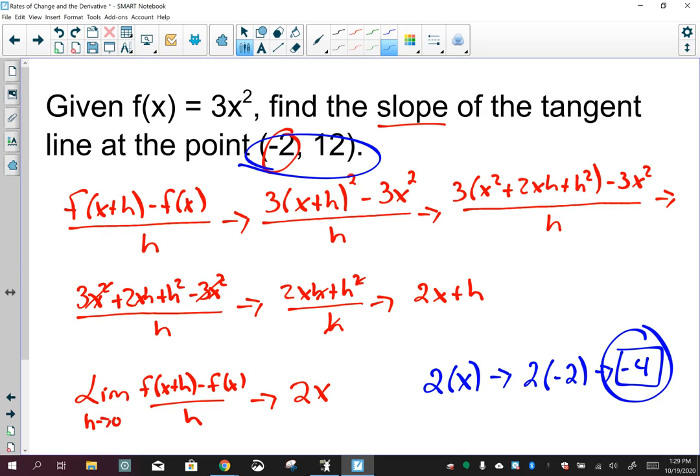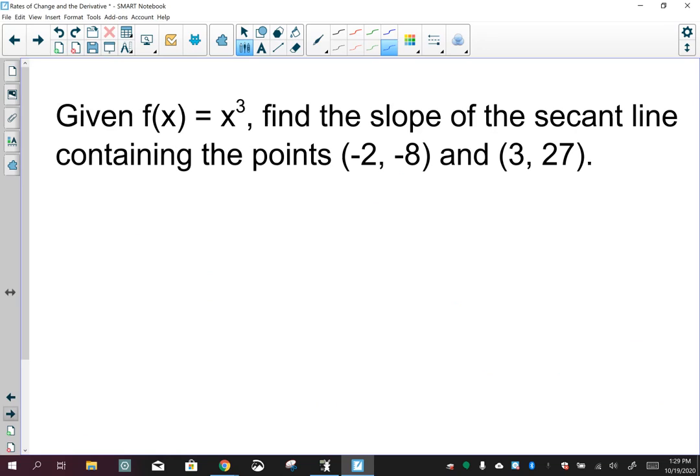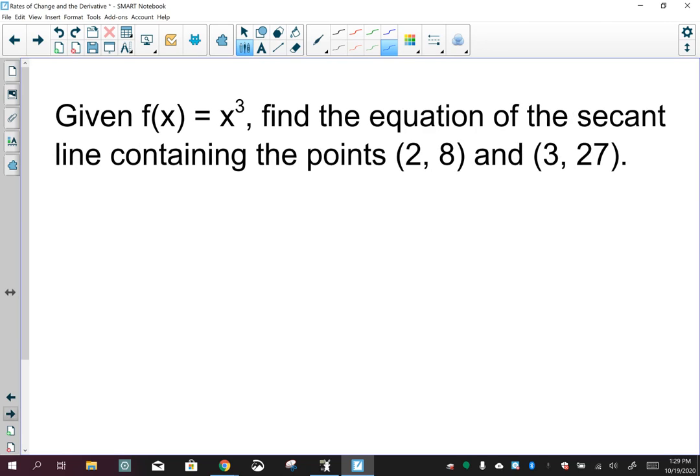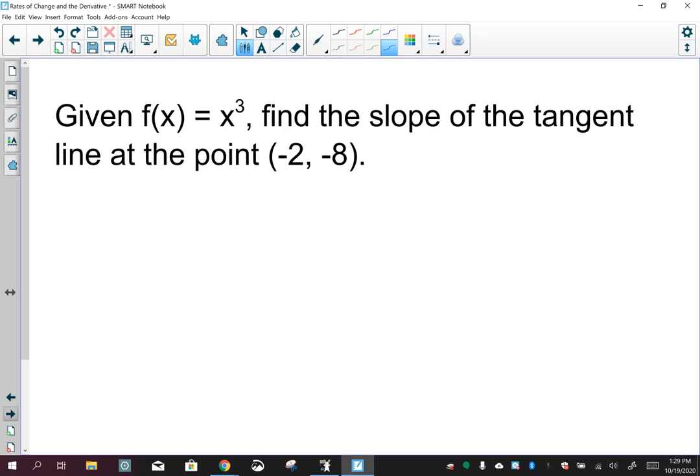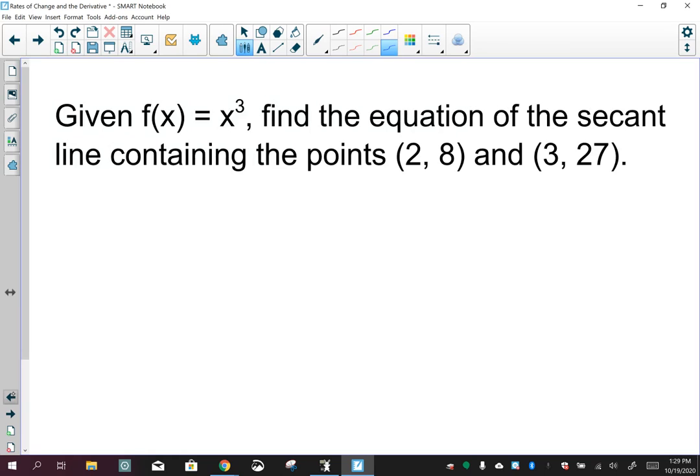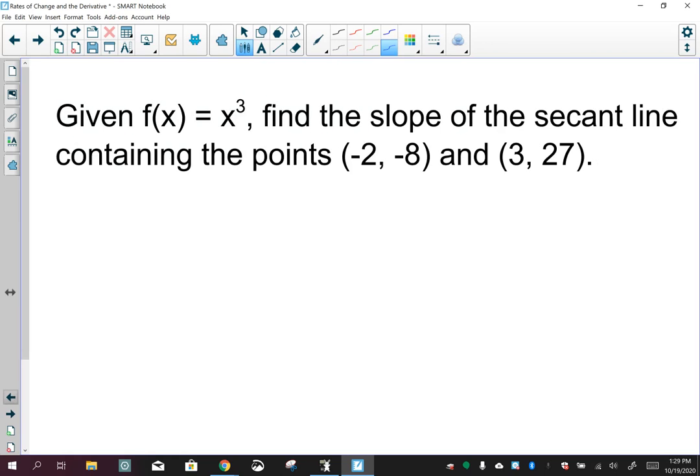All right. So, I want you to take a few moments. I want you to hit the pause button. And I want you to find the secant line, the equation of the secant line, and then I want you to find the slope, and we'll go from there. Okay, so you're going to find the slope of the secant line, and then you're going to find the equation of the secant line, and then you're going to find the slope using that point right there of the tangent line. Okay, hit your pause button now.